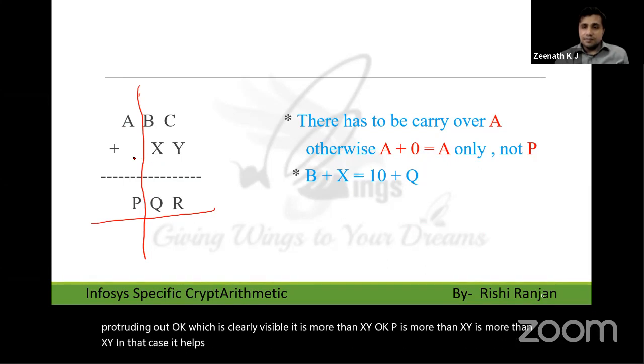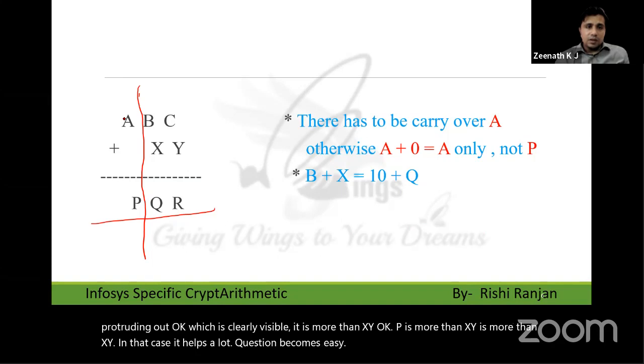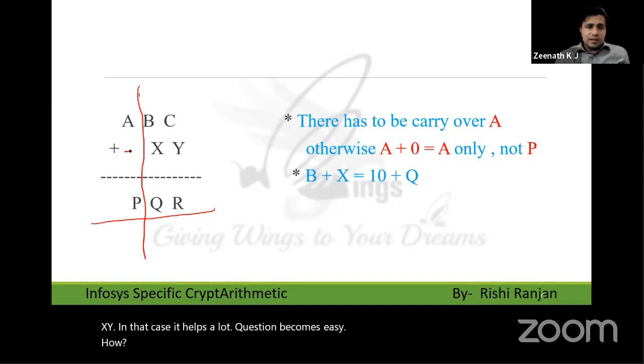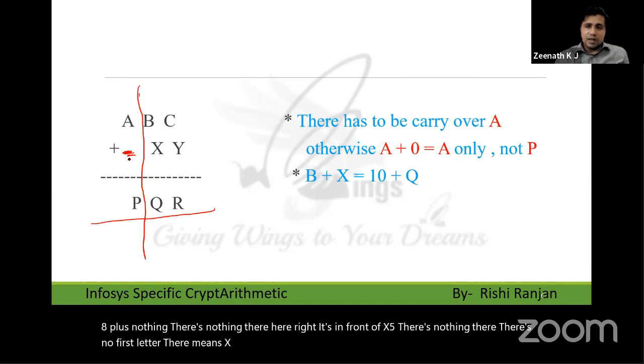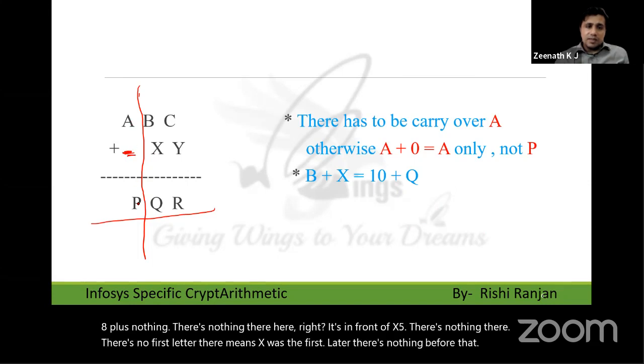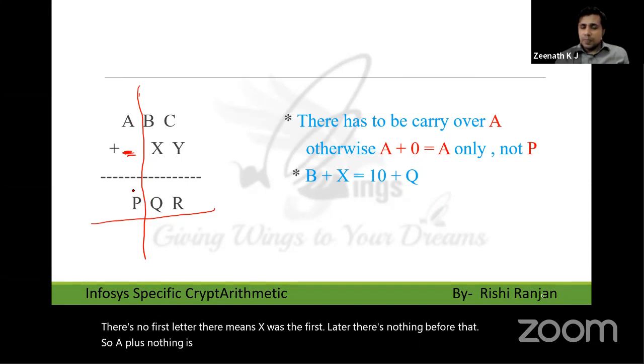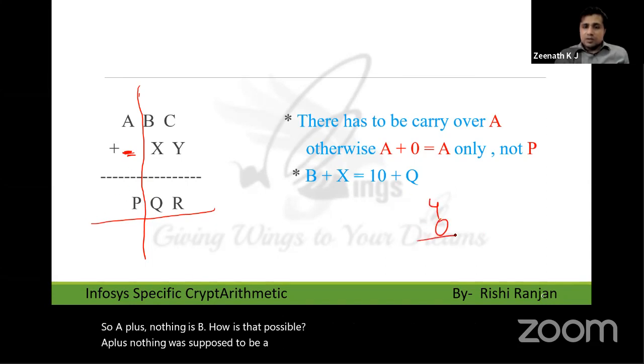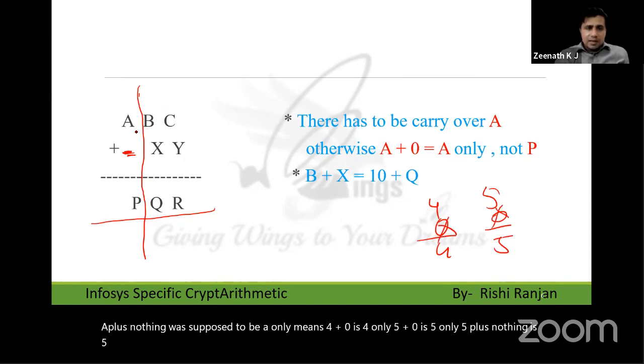Question becomes easy. How? A plus nothing. There's nothing there in front of XY, there's no first letter there, meaning X was the first letter and there's nothing before that. So A plus nothing is P. How is that possible? A plus nothing was supposed to be A only. Means 4 plus 0 is 4 only. 5 plus 0 is 5 only. 5 plus nothing is 5 only. So why is it different? There's only one possibility.